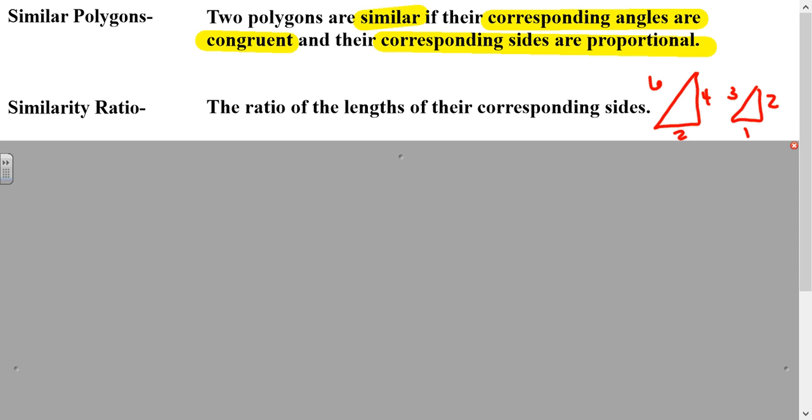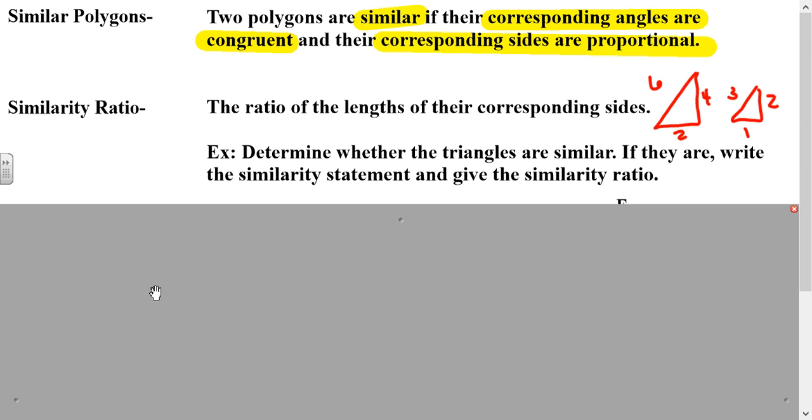So I can look and I can tell that to get from 6 to 3, I'm cutting it in half. To get from 4 to 2, I'm cutting it in half. And to get from 2 to 1, I'm cutting it in half. So because all of the sides are being scaled down by 1/2, then the similarity ratio in this case would be 1/2. So whatever you're multiplying by to get the new sides, as long as they're all the same number, that would be the similarity ratio.